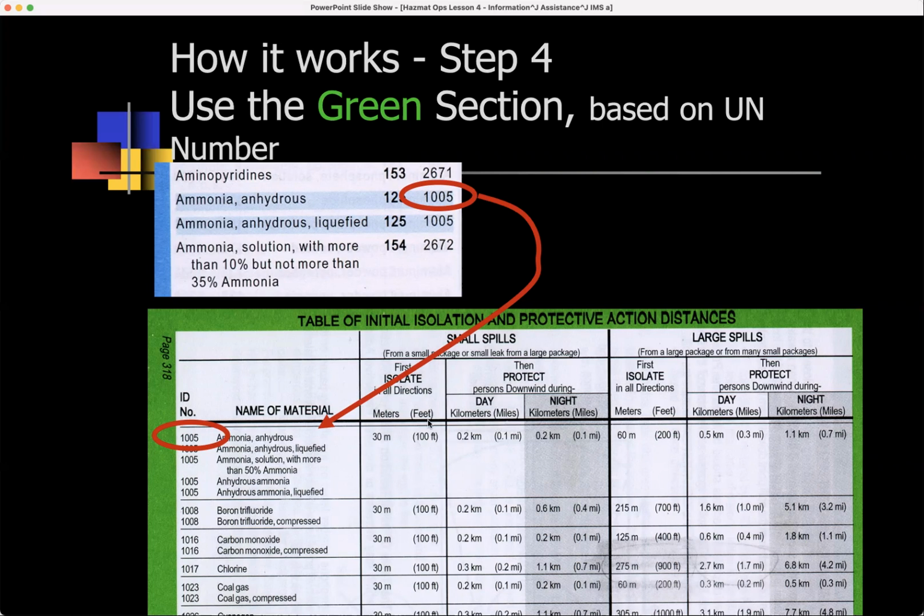So the first thing we're going to do with ammonia leaking, nobody goes in within 100 feet of the leak. Then we'll figure out our wind direction, and downwind during the day, 0.1 miles. And then for a small spill, remember that's outside the container.